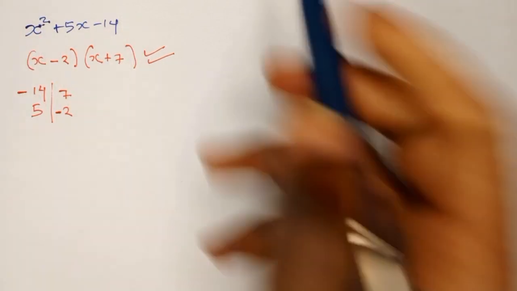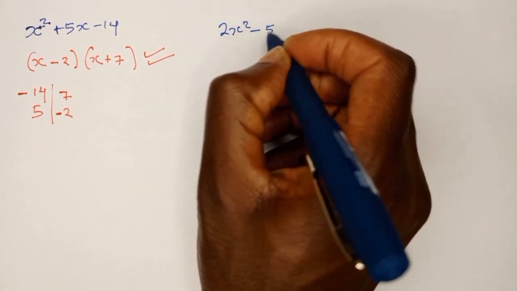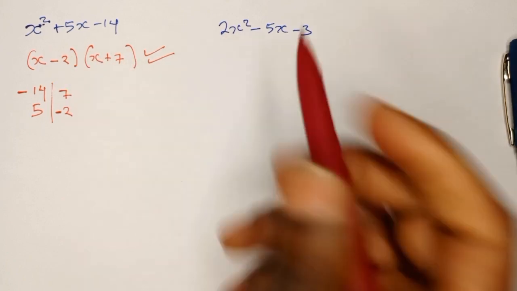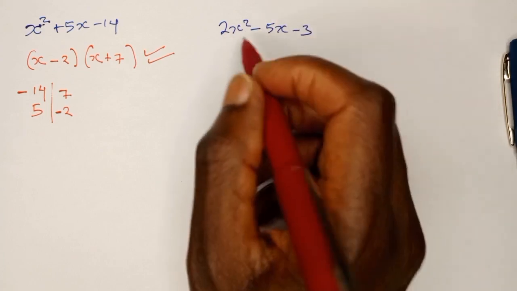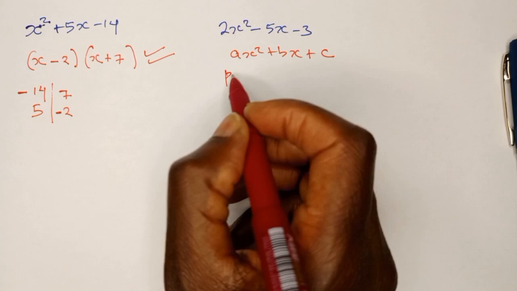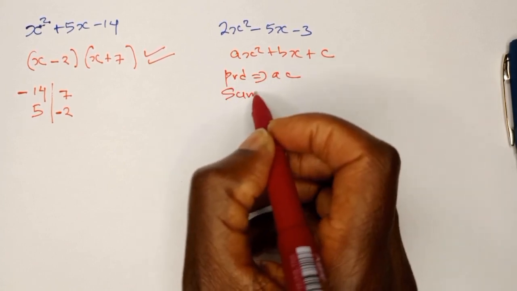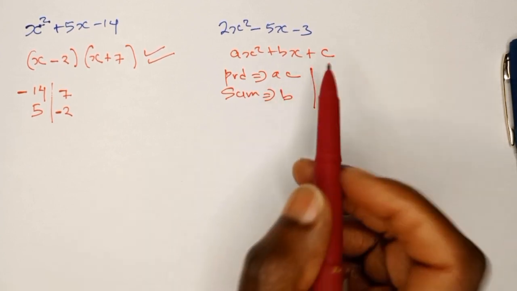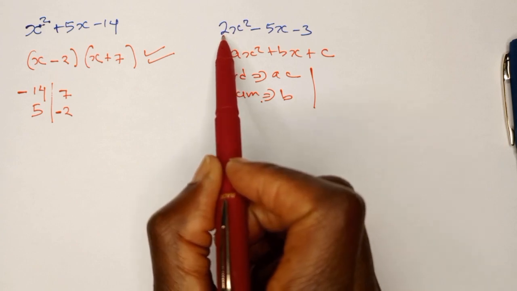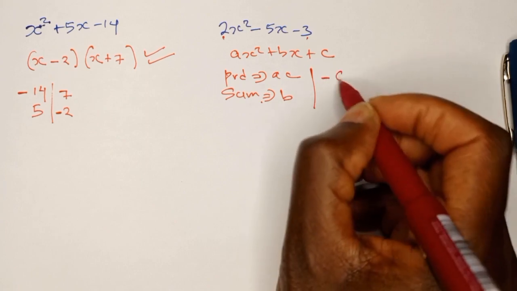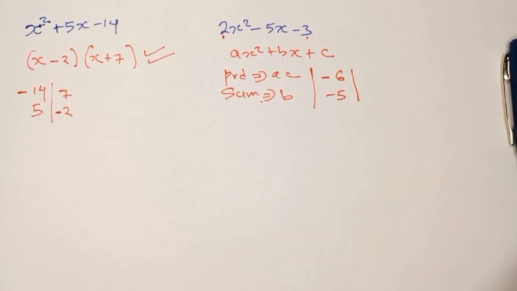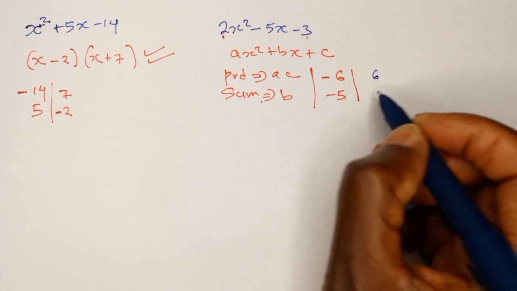Now if you are given 2x squared minus 5x minus 3, this time the coefficient of x squared is not 1, so you cannot use the previous method. Quadratic expressions are written in the form ax squared plus bx plus c, always in this form. So we say the product is ac and the sum is b. We look for 2 numbers that when you multiply you get the product, and when you add you get the sum. In our case, the product is 2 multiplied by -3, which is our c, which gives -6. Then the sum is the coefficient of x, which is -5. So we look for two numbers that when you multiply them you get -6, and when you add them you get -5. That will be 6 and 1.